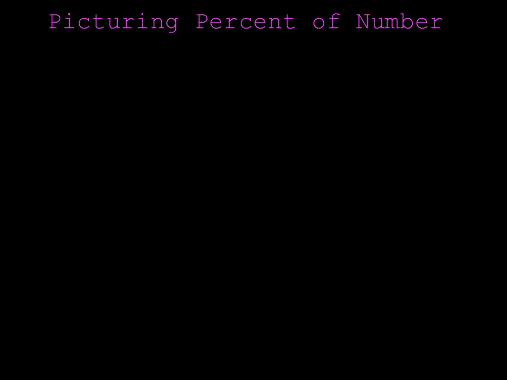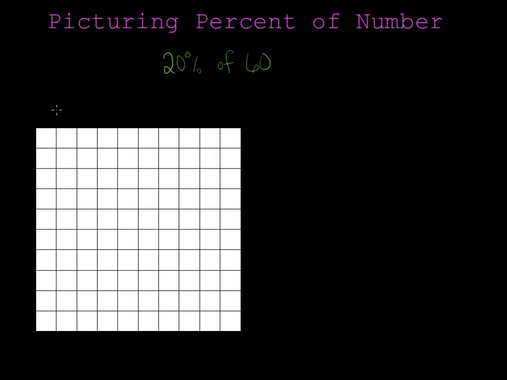Okay, in this example we're going to look at how we can picture taking percent of a number. Let's do the example 20% of 60. Now before we do this, let's first look at what 20% looks like out of a traditional 100 squares.